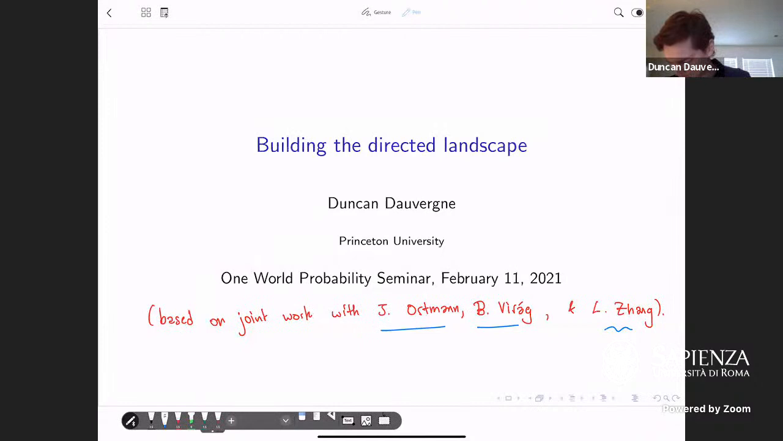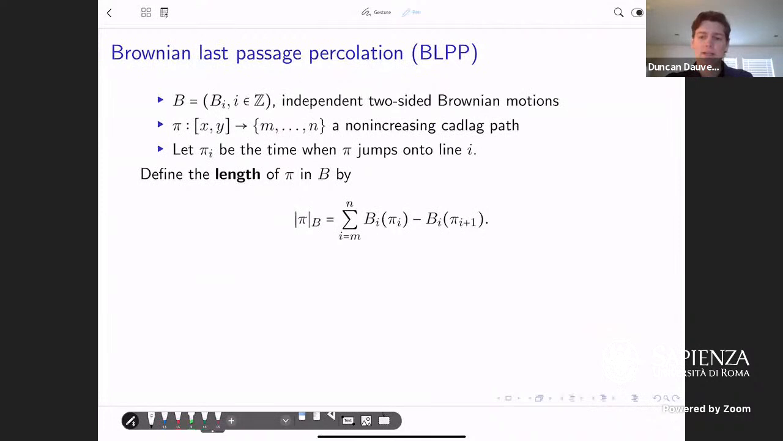Okay, so let me start with the model, which is Brownian last passage percolation. It's going to be a bit like this Bernoulli IID model that Balint was talking about, but instead of having an array with Bernoulli random variables, you're going to have a sequence of independent Brownian motions. So that's your B. And on top of this sequence of independent Brownian motions, which is going to supply your independent noise, if you look at a path which is non-increasing, you can define the length of this path.